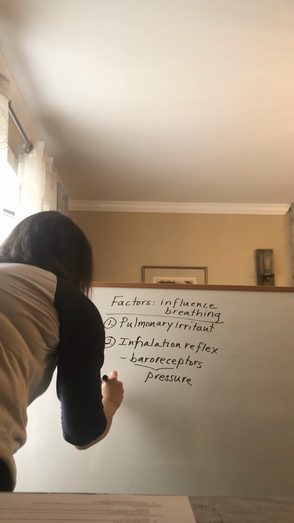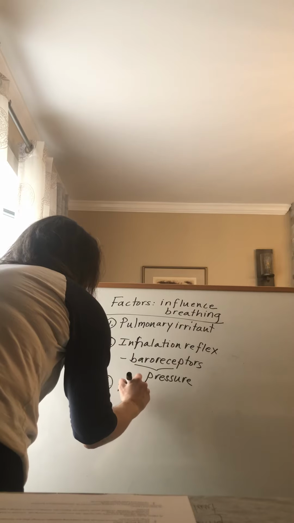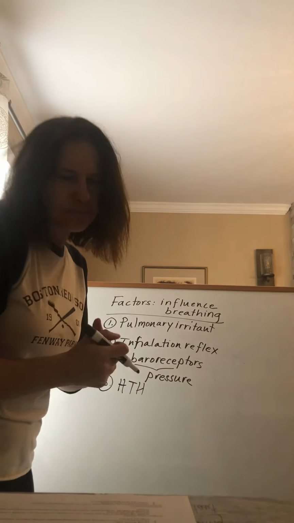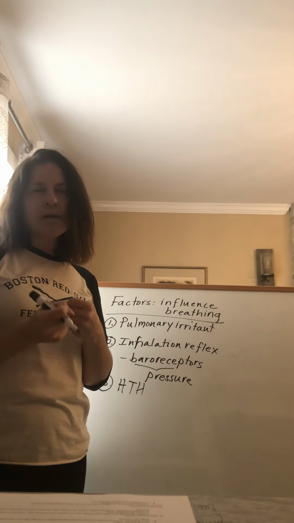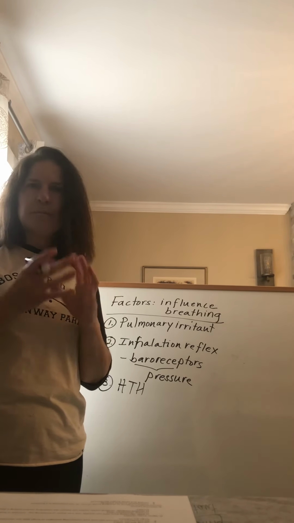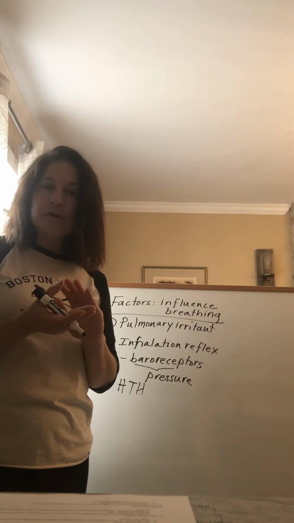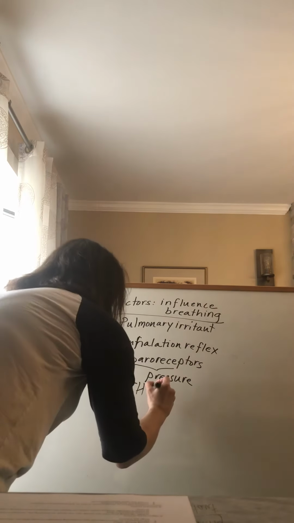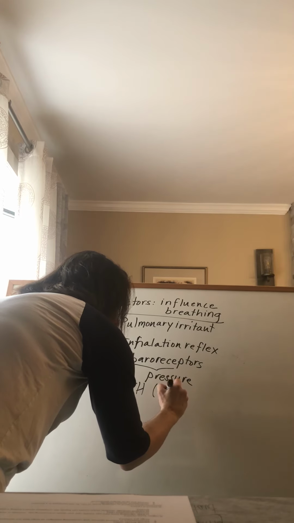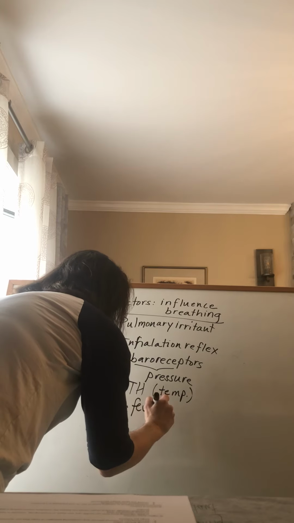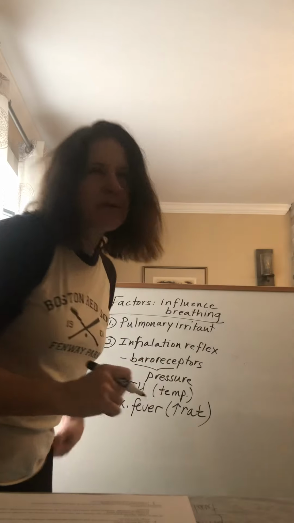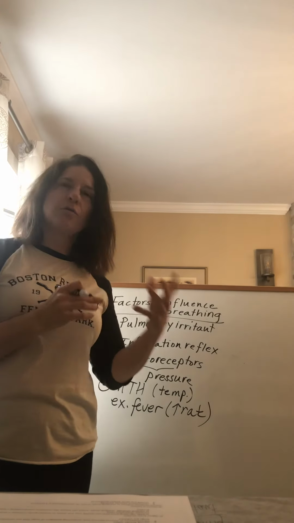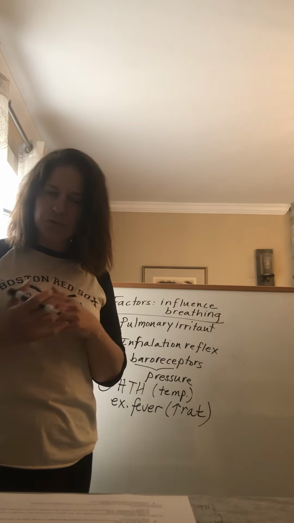Other areas that can influence your rate and depth of breathing, your hypothalamus, which I'll abbreviate HYP. For example, signals from the hypothalamus can speak to those medullary areas and send different messages to tell them to change your rate and depth of breathing. So I'll give you an example. Your hypothalamus, remember, controls temperature. So for example, when someone has a fever, you will increase the rate and depth of breathing. You will breathe faster. So if you have an increase in body temperature, you'll increase your respiratory rate.